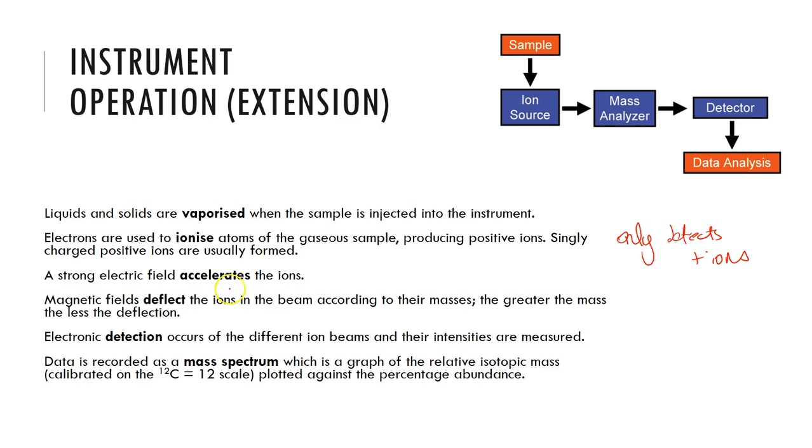The ions are accelerated through an electric field and then deflected by the magnetic field. Okay, and then that detection occurs and the intensities are measured. Okay, and then the intensity gives us the relative abundance. From that, the data is then recorded as what we refer to as a mass spectrum.